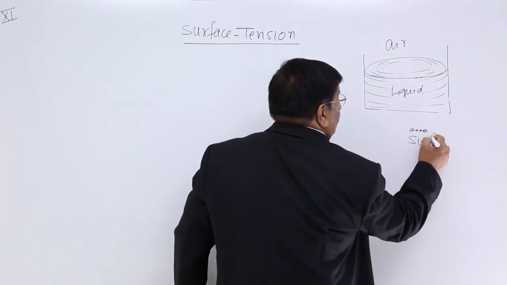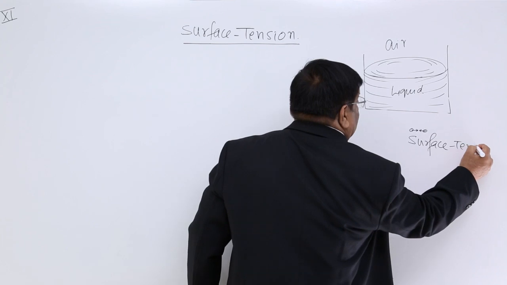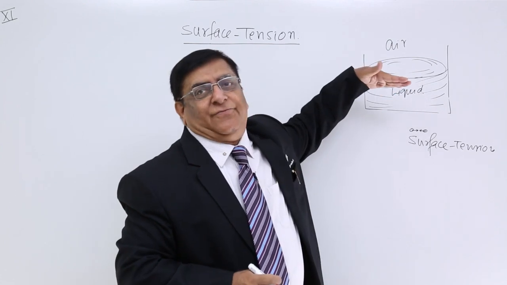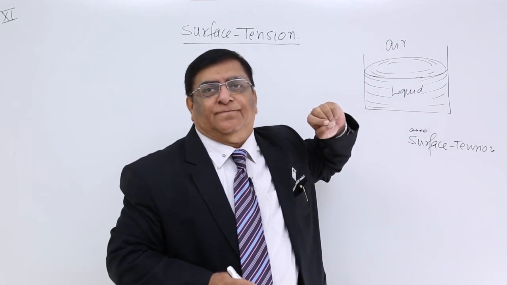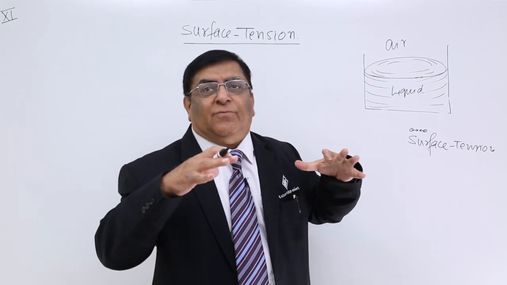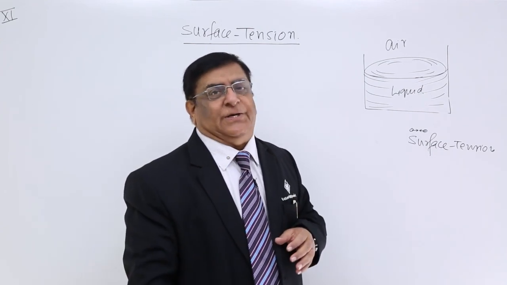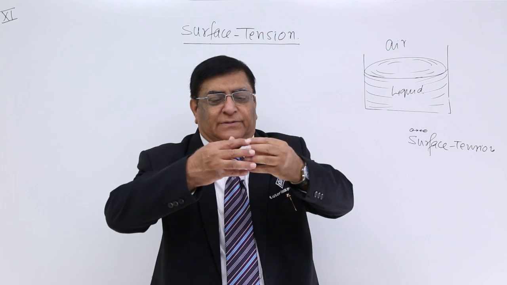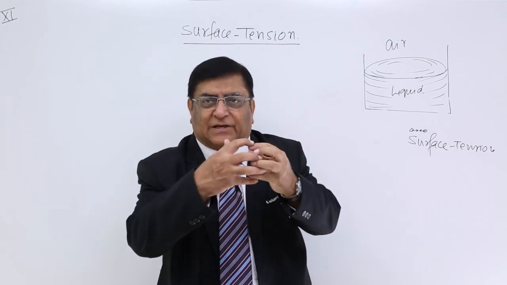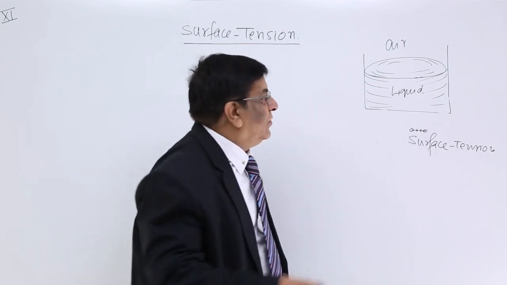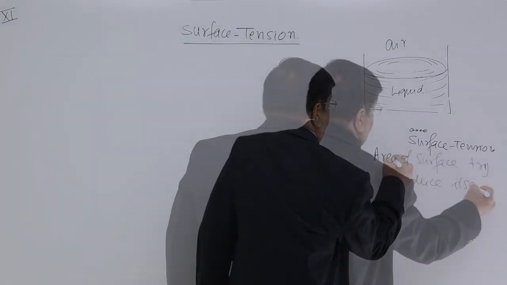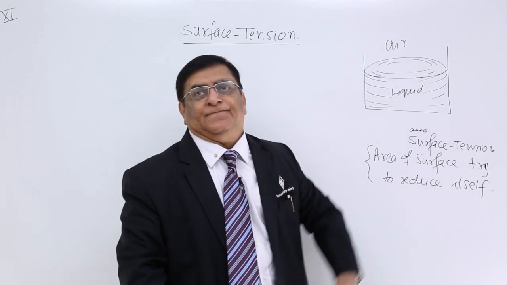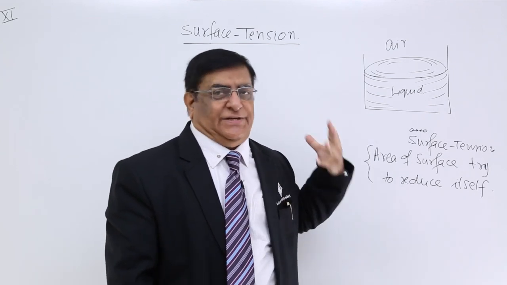So this is surface tension: the force between molecules of fluid at the interface. And what do they want to do? What is the direction of that force? All the molecules try to come towards each other. Now, if all these molecules are trying to come to each other, what will happen? That means the size of the surface will decrease. So the area of the surface tries to reduce itself. This is the tendency of this force. This force is known as surface tension.